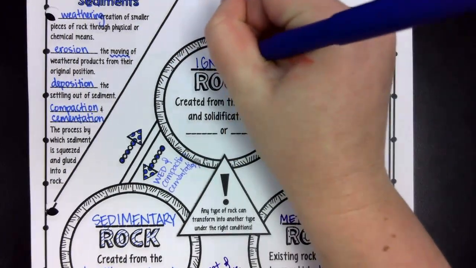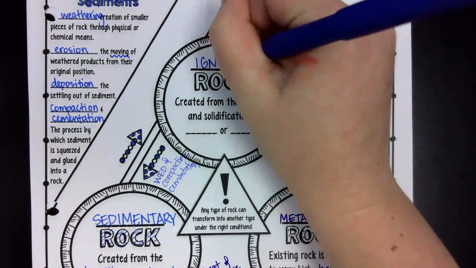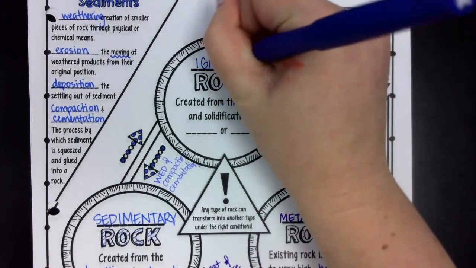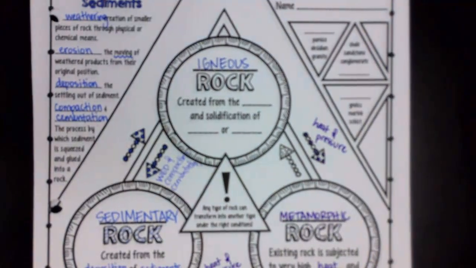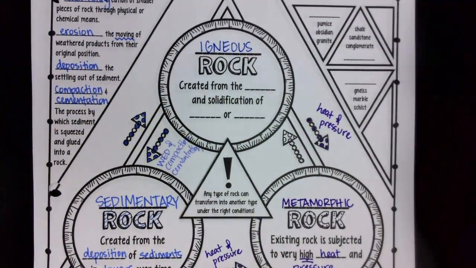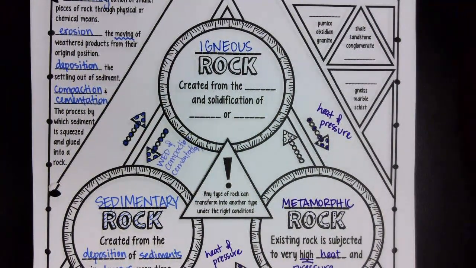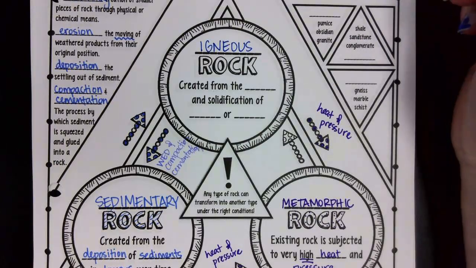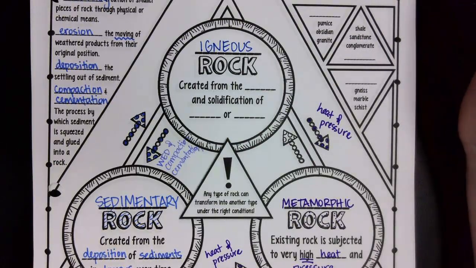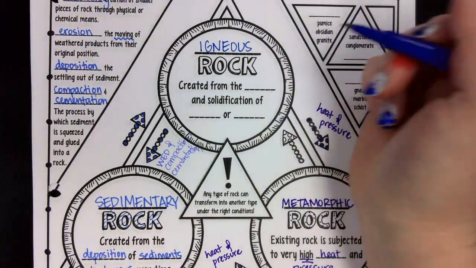So, igneous, I-G-N, igna, means fire. So, igneous rock comes from magma or lava. We learned on Friday about the two types of igneous rocks. Those are extrusive and intrusive igneous rocks. We learned that extrusive igneous rocks form on the Earth's surface, and intrusive rocks form inside the earth.